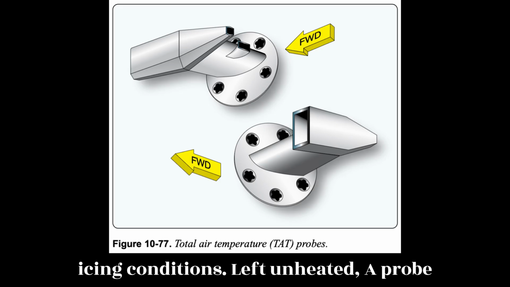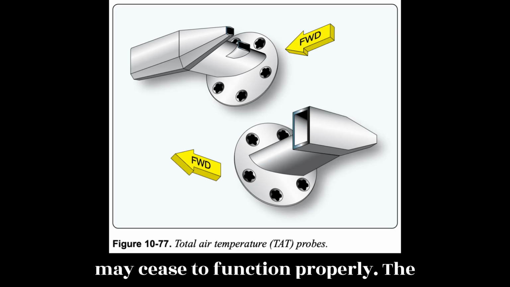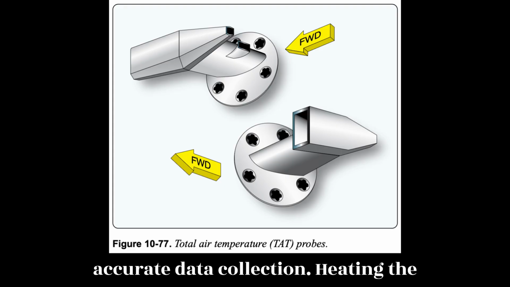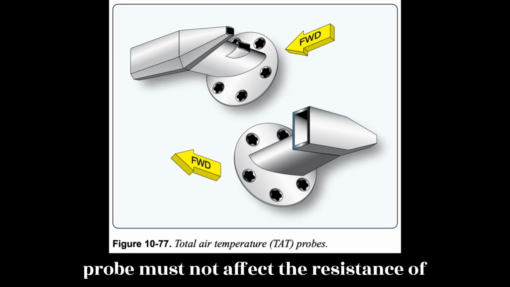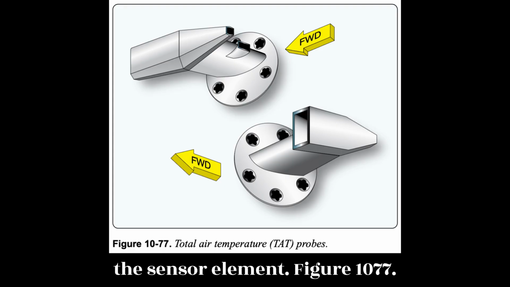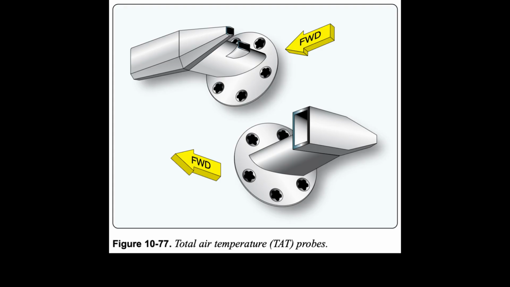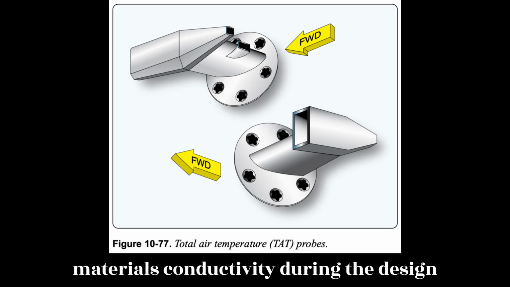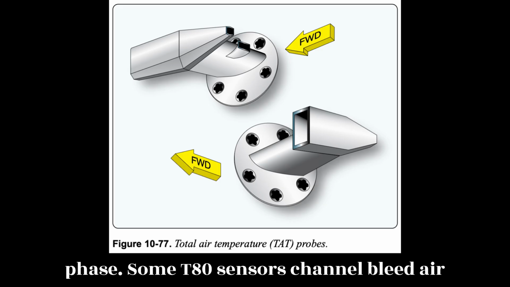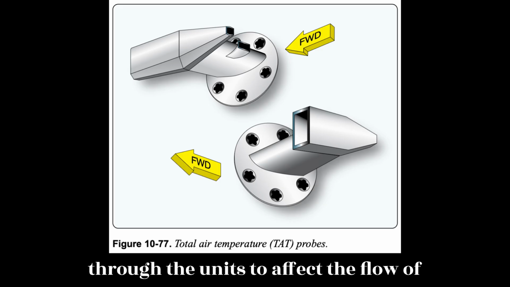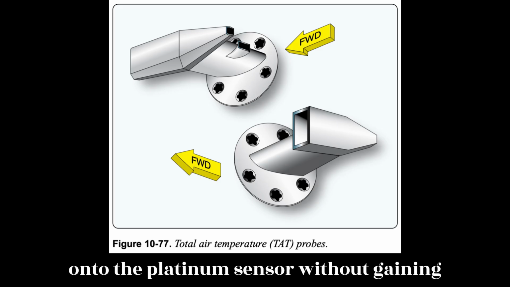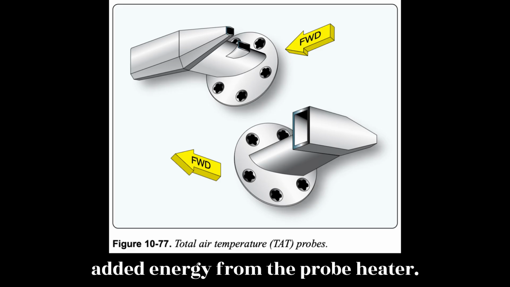Left unheated, a probe may cease to function properly. The inclusion of a heating element threatens accurate data collection. Heating the probe must not affect the resistance of the sensor element. Figure 10(77). Close attention is paid to airflow and materials conductivity during the design phase. Some TAT sensors channel bleed air through the units to affect the flow of outside air, so that it flows directly onto the platinum sensor without gaining added energy from the probe heater.